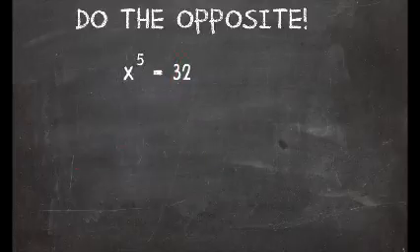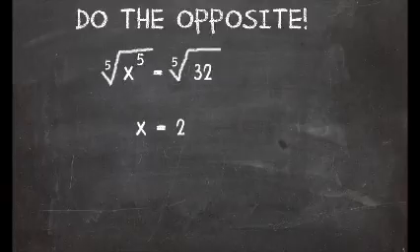And in our final example, x to the 5th equals 32. x is being raised to the 5th power. In order to get x alone, we do the opposite of raising to the 5th power and root by the 5th power. Our final answer being x equals 2.